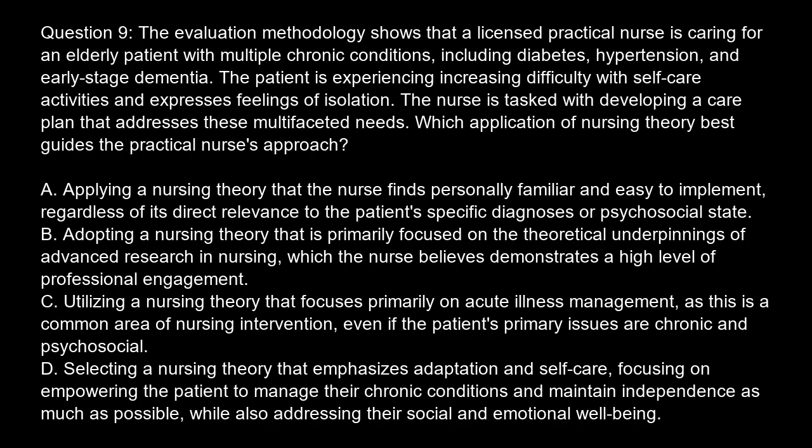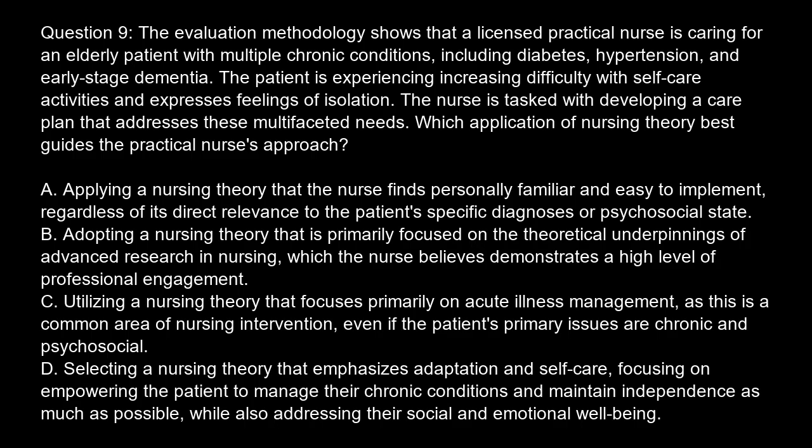Option A. Applying a nursing theory that the nurse finds personally familiar and easy to implement, regardless of its direct relevance to the patient's specific diagnosis or psychosocial state. Option B. Adopting a nursing theory that is primarily focused on the theoretical underpinnings of advanced research in nursing, which the nurse believes demonstrates a high level of professional engagement. Option C. Utilizing a nursing theory that focuses primarily on acute illness management, as this is a common area of nursing intervention, even if the patient's primary issues are chronic and psychosocial.